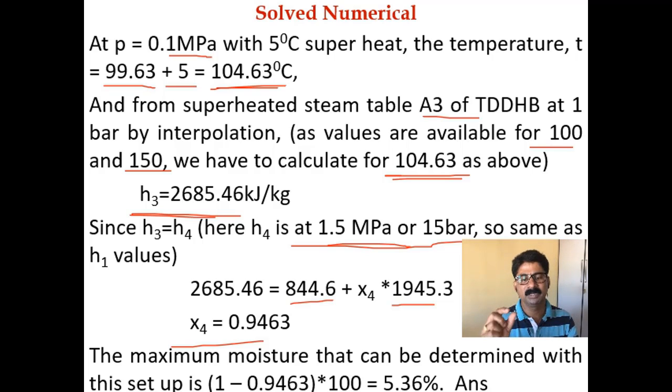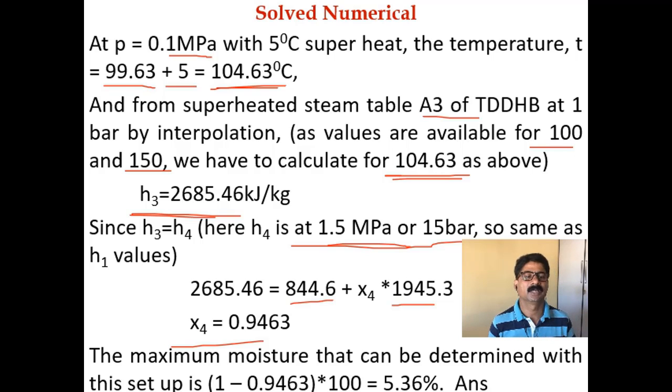So up to 5.36% of moisture you can measure using this setup if a minimum of 5 degrees of superheat is required. Okay, that is the condition. So it is very important to understand that and solve the problem.